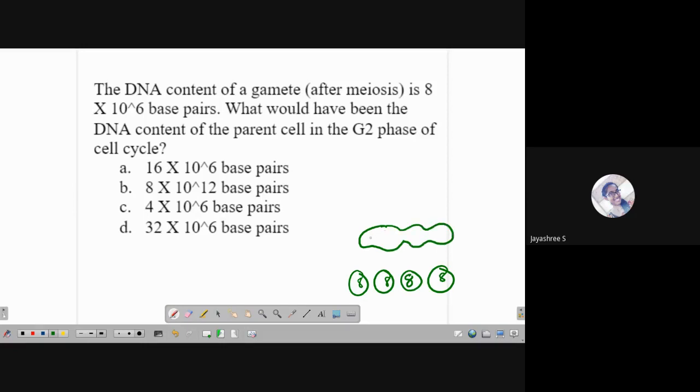You can think of it. Yeah, your answer is correct. Okay. Say after meiosis, you have haploid cells. And the question says there is about 8 into 10 to the power 6 base pairs. So that means the cell that was in G2 phase should have had 32 into 10 to the power 6 base pairs.